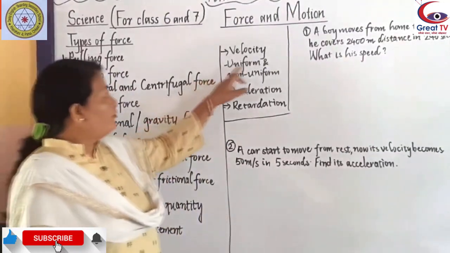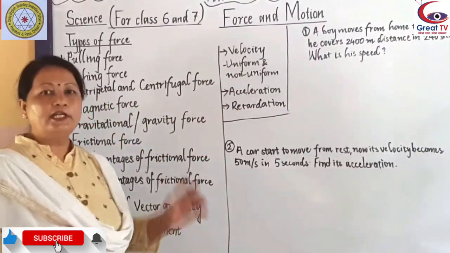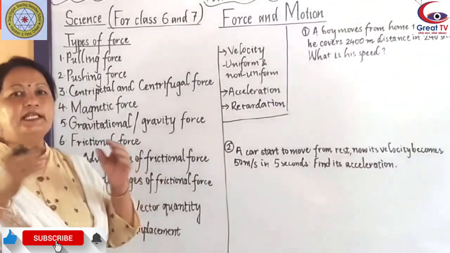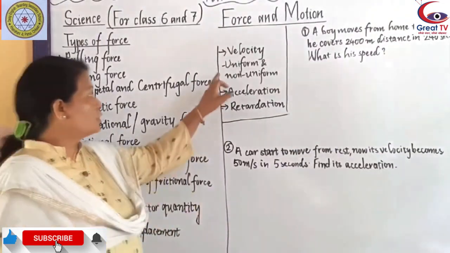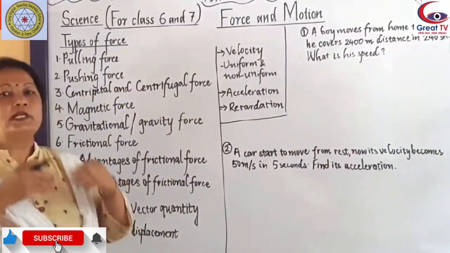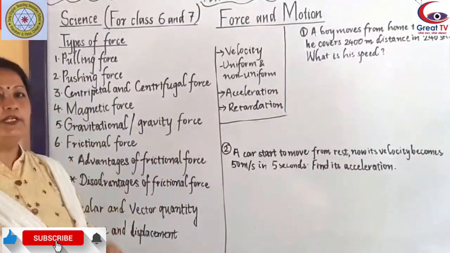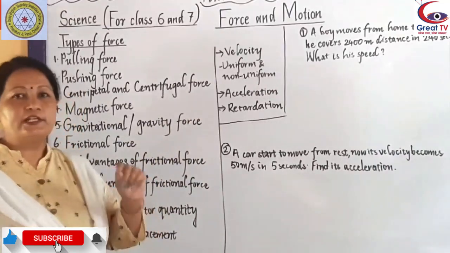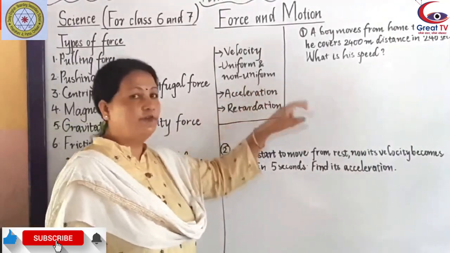Now, uniform velocity. When a body covers equal distance in equal intervals of time, it is called uniform velocity. And when a body covers unequal distance in equal intervals of time, it is called non-uniform velocity.